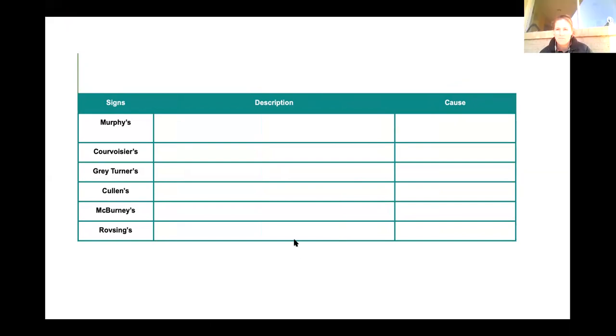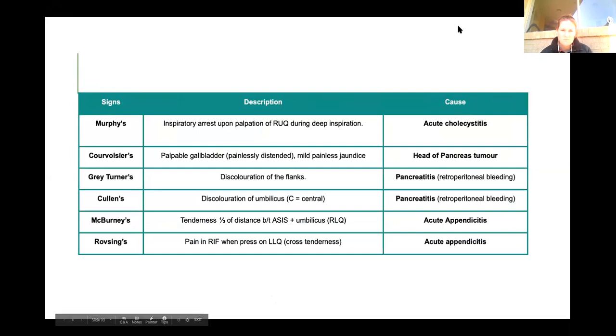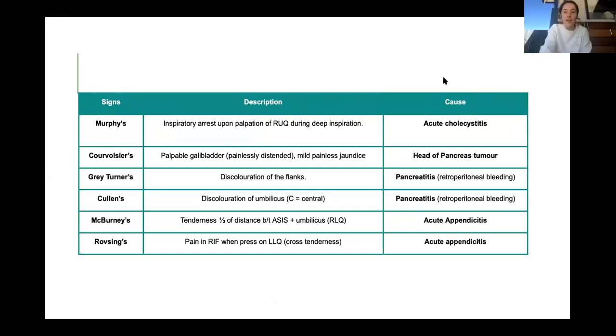Yeah, sure. So your Murphy's sign is the one when you are feeling for the liver and you get them to breathe in when you're in the upper quadrant and they get pain, and that's in your cholecystitis. And then the Courvoisier sign is when you can feel the gallbladder and you have mild pain with jaundice, and that's buzzword is head of pancreas tumour.